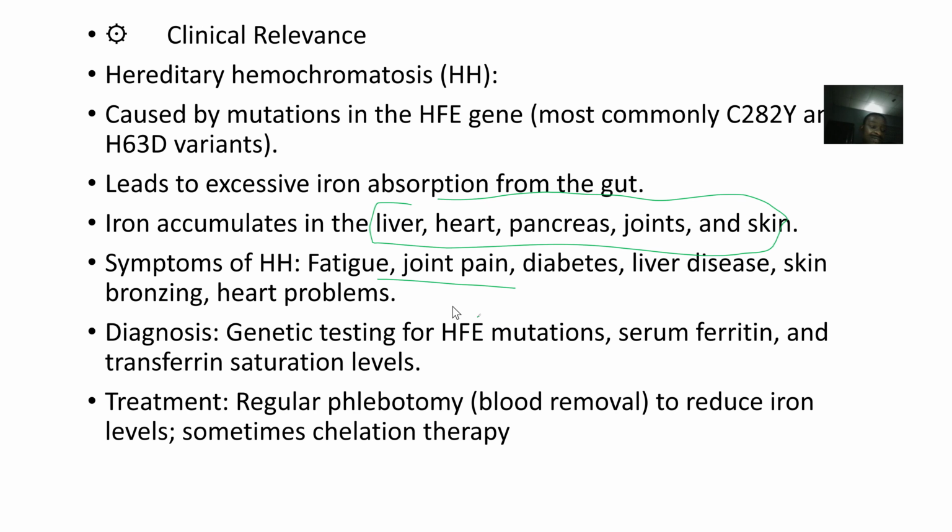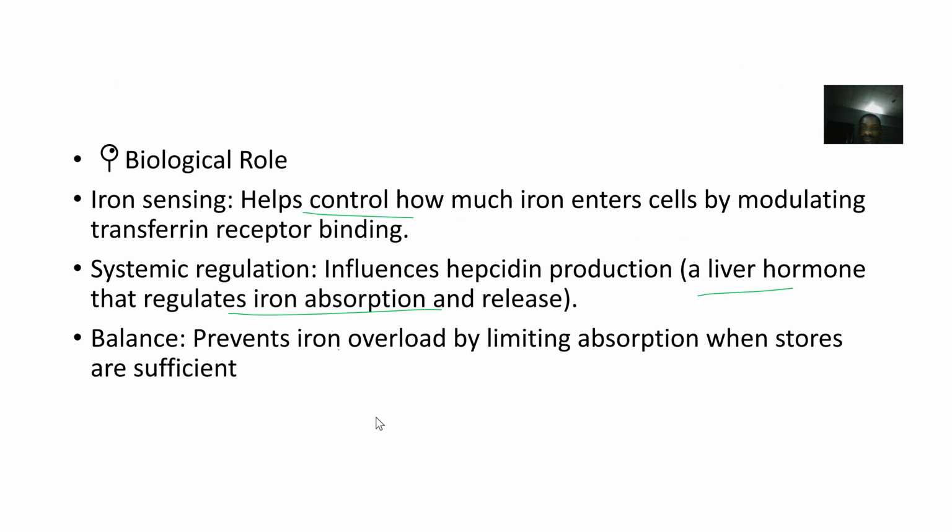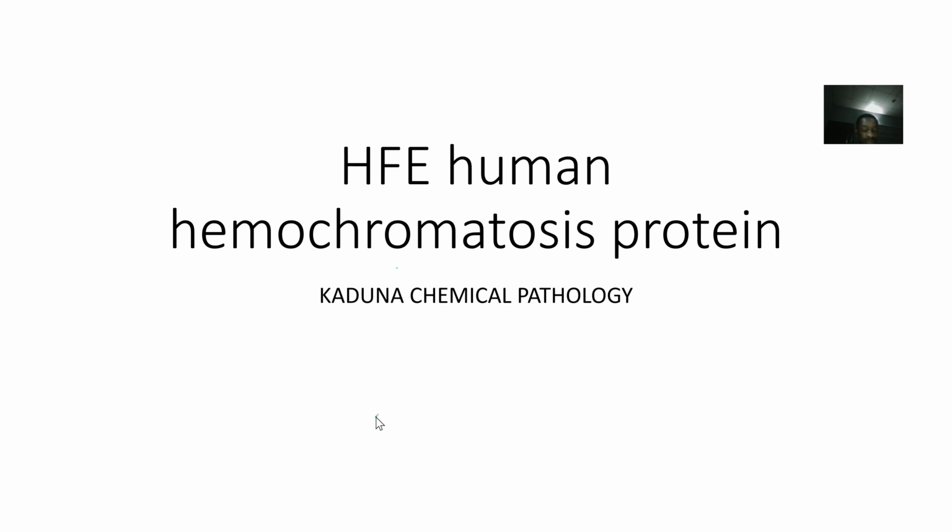So diagnosis is you try to pinpoint the mutation. Treatment is phlebotomy. So you remove blood. As you are removing blood, it's also reducing the amount of iron in the body. So two ways, how to treat.